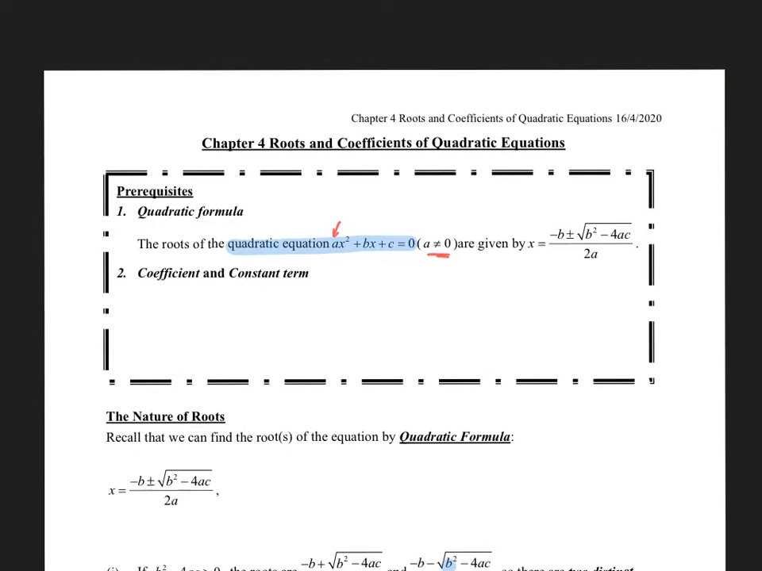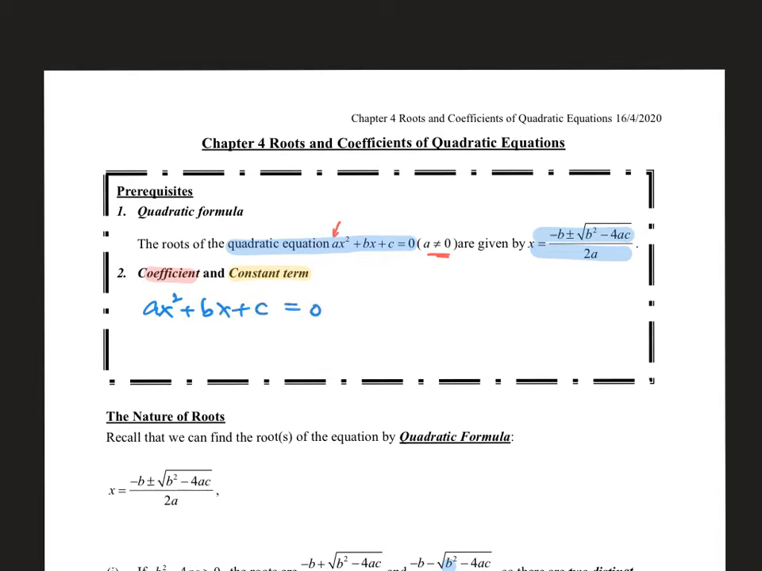In order to find the roots, we may use the quadratic formula, which is a very complicated formula called minus b plus or minus square root of b squared minus 4ac, divided by 2a. And next, we need to revise the terms coefficient as well as constant term. Let's go back to the quadratic equation as an example. The general form is ax squared plus bx plus c equals 0.